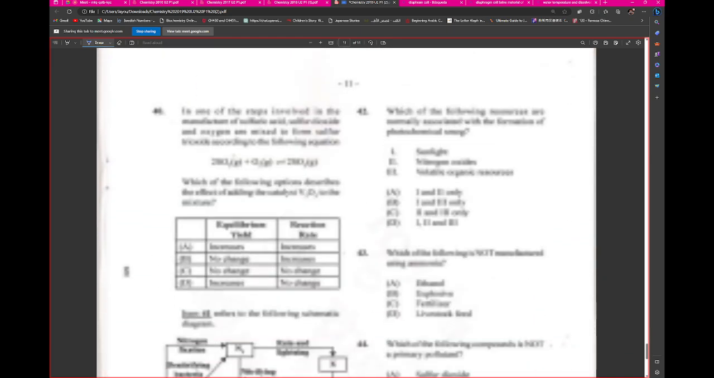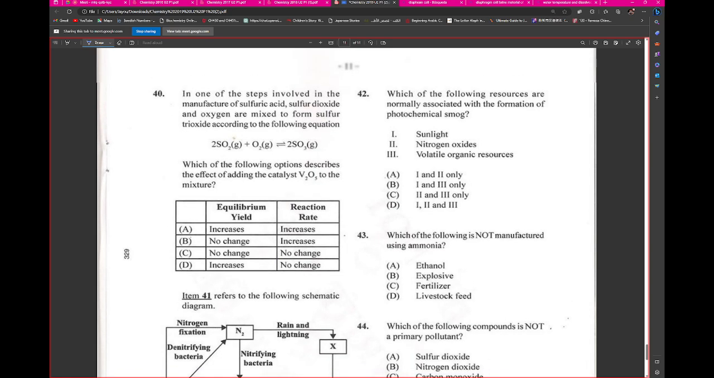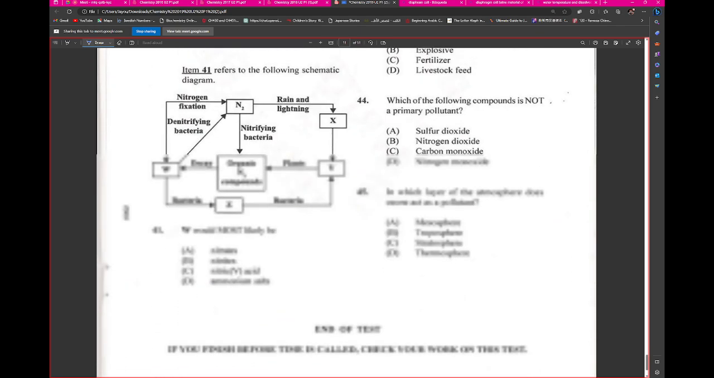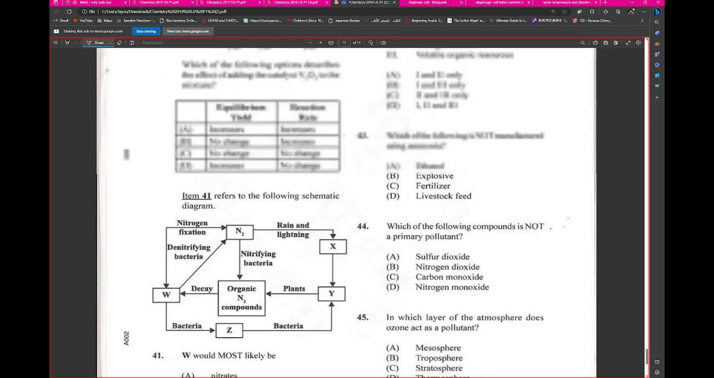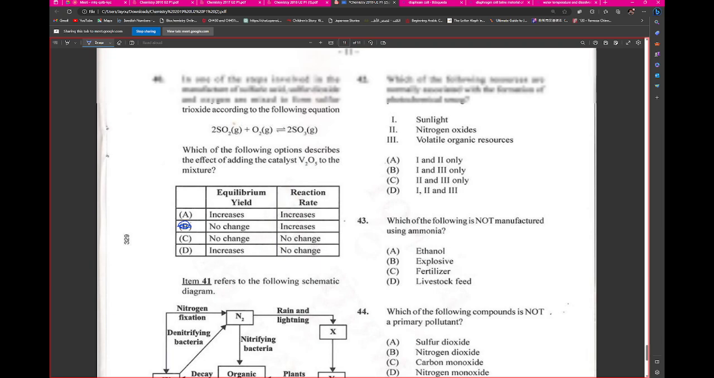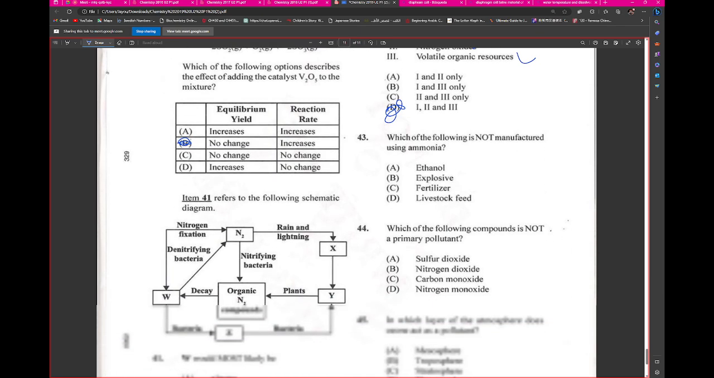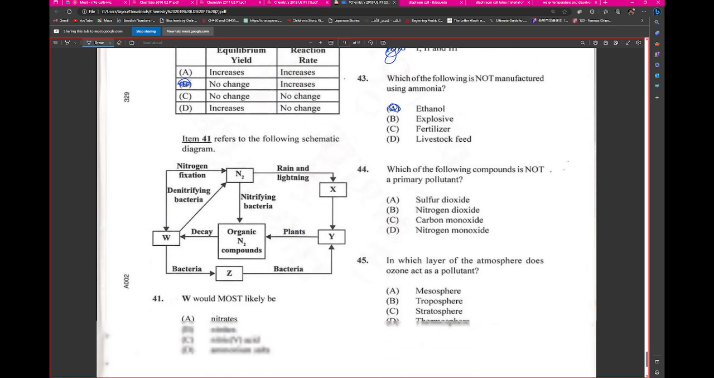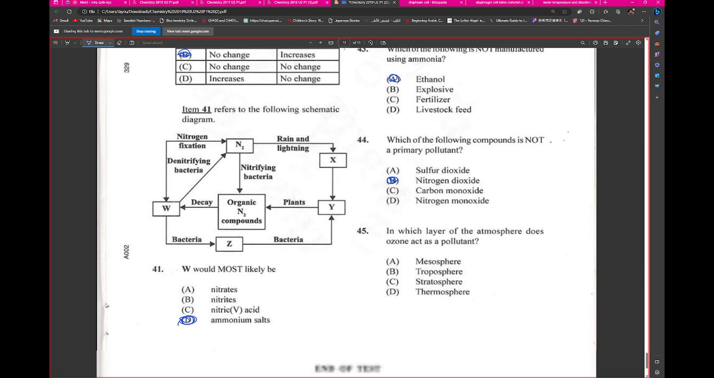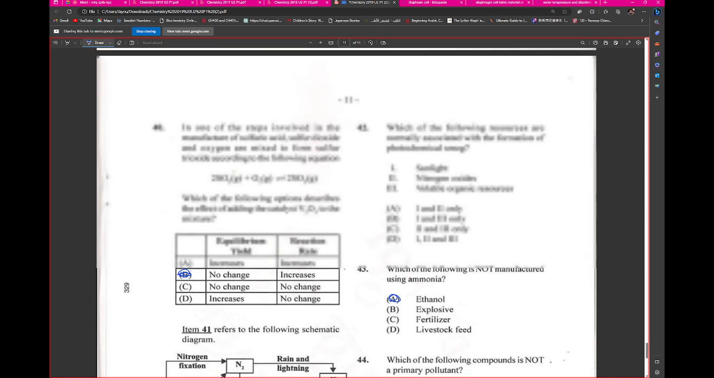Le Chatelier's principle, right? One principle governs all of that. We saw this as well. Ammonium salts, right? They're just repeating. Which of the following resources are normally associated with the formation of photochemical smog? We saw all of these. Which of the following is not manufactured using ammonia? Ethanol. We saw that already. Which of the following compounds is not a primary pollutant? We saw that already. All of that repeats, right? So that was 2019's paper.